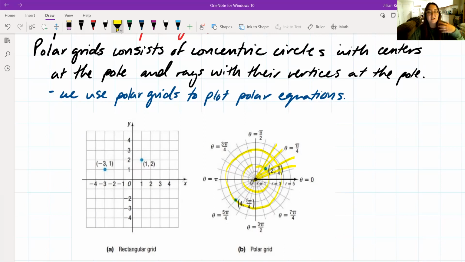Then we consider our distance or our ray to be the distance from the pole to whatever specified point that we do have. So that's how we define r and theta with polar coordinates as opposed to x and y with our rectangular grid.